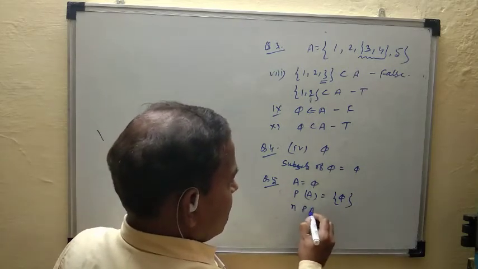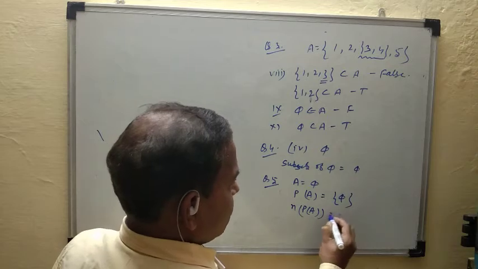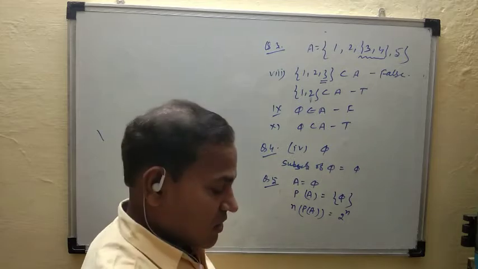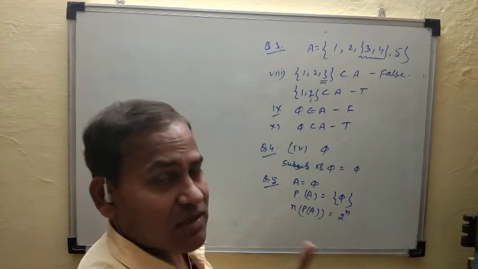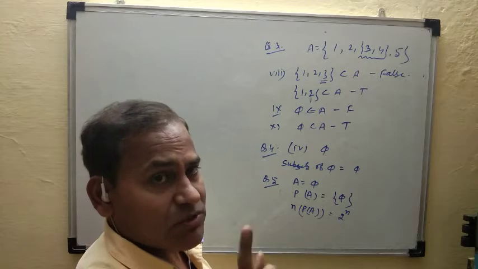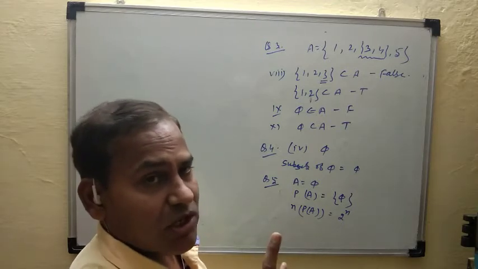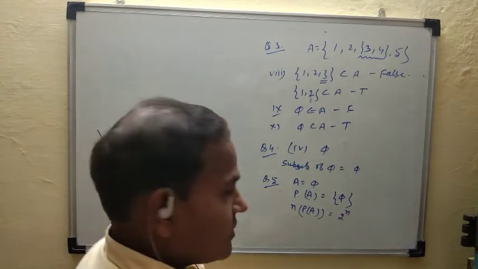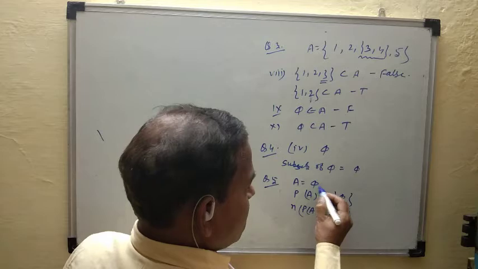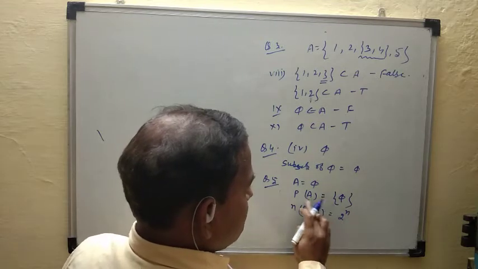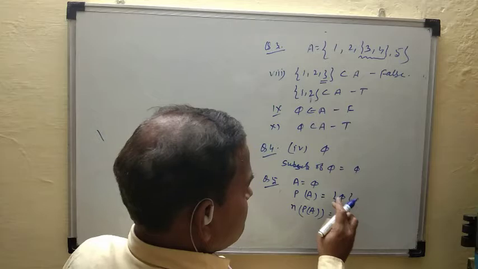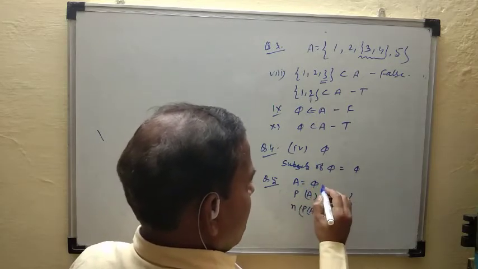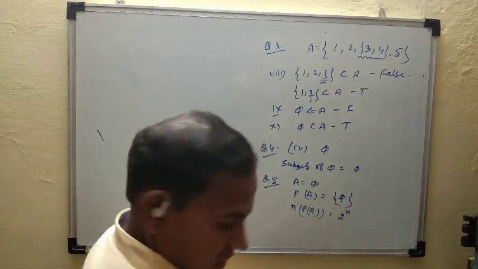Then count total number of elements of power set of A. How many elements? 1. And total number of subsets also has the formula 2 to the power n. Total number of elements in power set is the same as total number of subsets of that set, and total number of subsets is equal to 2 to the power n, where n is the number of elements. So how many elements in A? A is equal to phi. First phi, and next P of A.